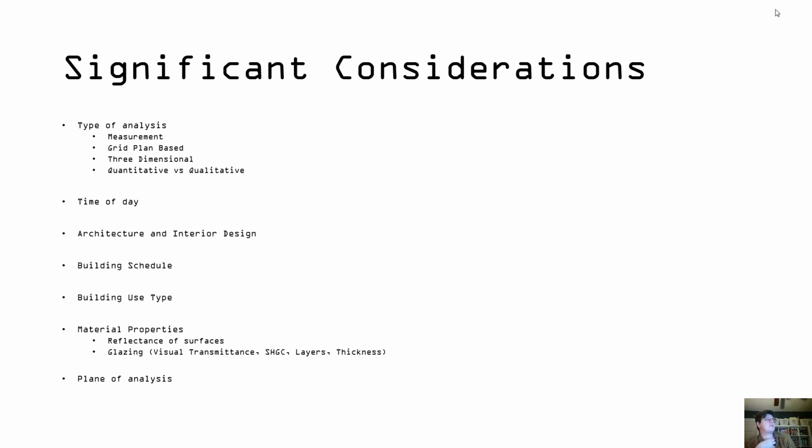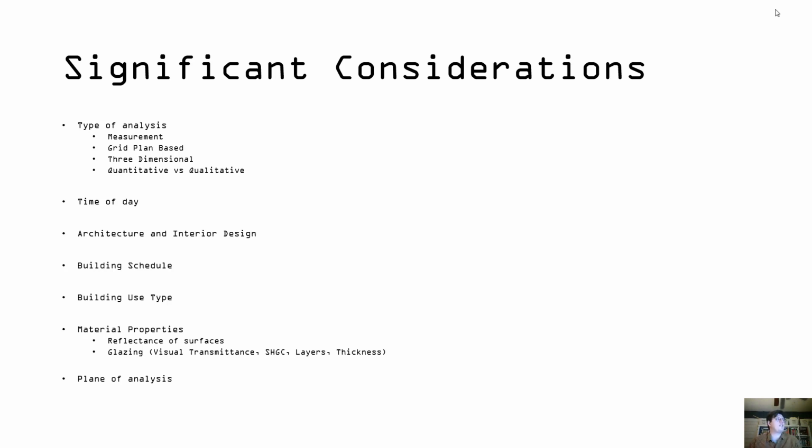So some significant considerations when conducting a daylight analysis is the type of analysis that we're performing. What is the measurement that we're trying to understand? Is it grid plan based? So is it taking a plan, like a floor plan, and dividing it up into a grid? Perhaps another aspect of this grid is what is the density of it? What is the spacing? What are the modules? Or is it three-dimensional? Right? We'll explore both a plan-based method and a three-dimensional method this week.